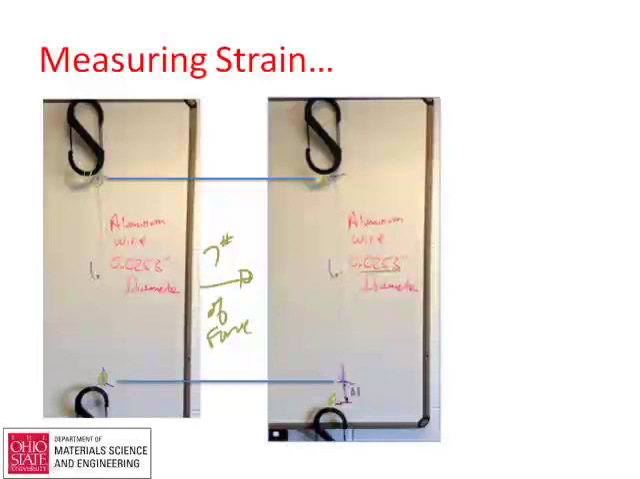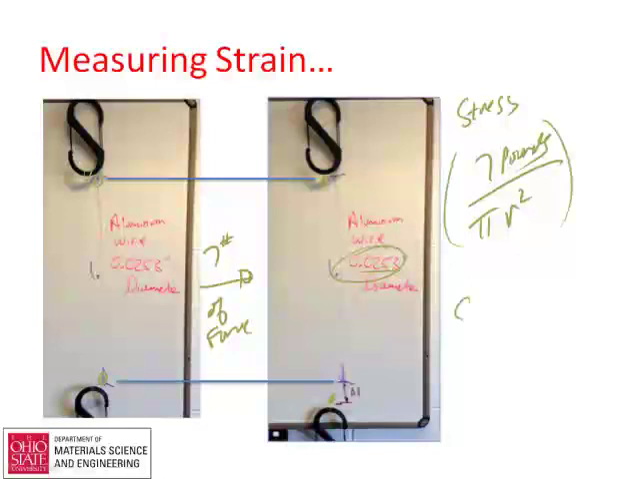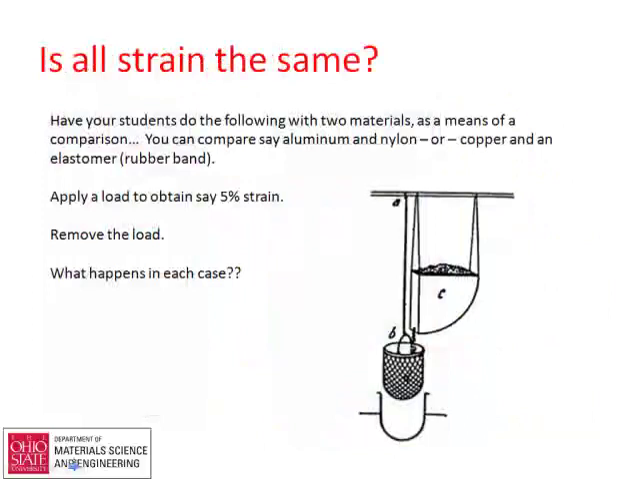So what we can do is we can figure out the stress, which would basically be the 7 pounds divided by pi r squared. This is my diameter, so that's 2 pi. And I can also come up with strain, which would be basically just delta L over L naught. Delta L is about 3 inches, and L naught was maybe on the order of 50 inches. Okay, so that is that. So next question I would like to ask is all strain the same?